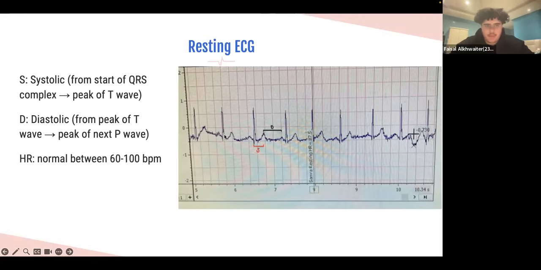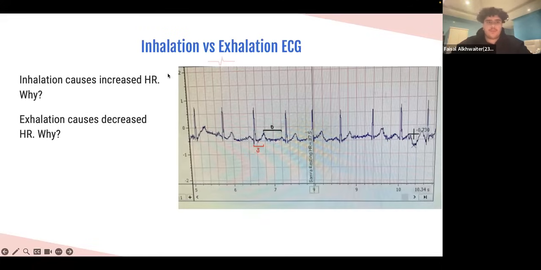And then the diastolic is usually after repolarization. It's from after finishing the peak of the T wave up to the peak of the next P wave. So usually the heart rate is 60 to 100. I think you've studied CVP enough to know this information. So let's ask a question for the crowd.